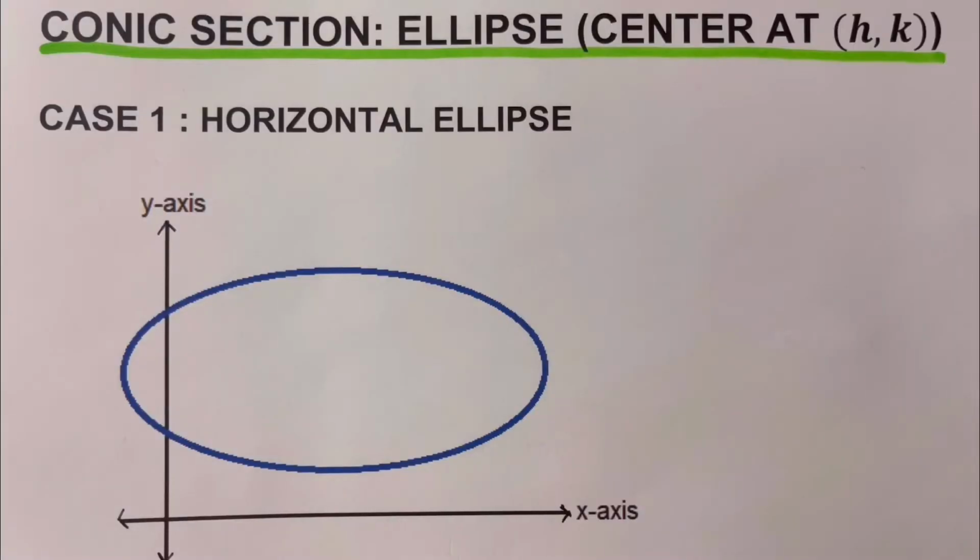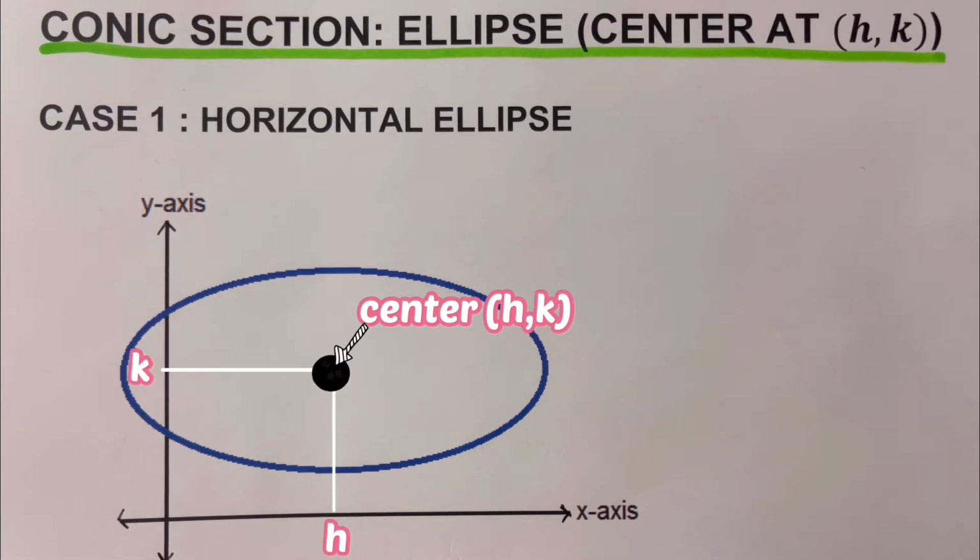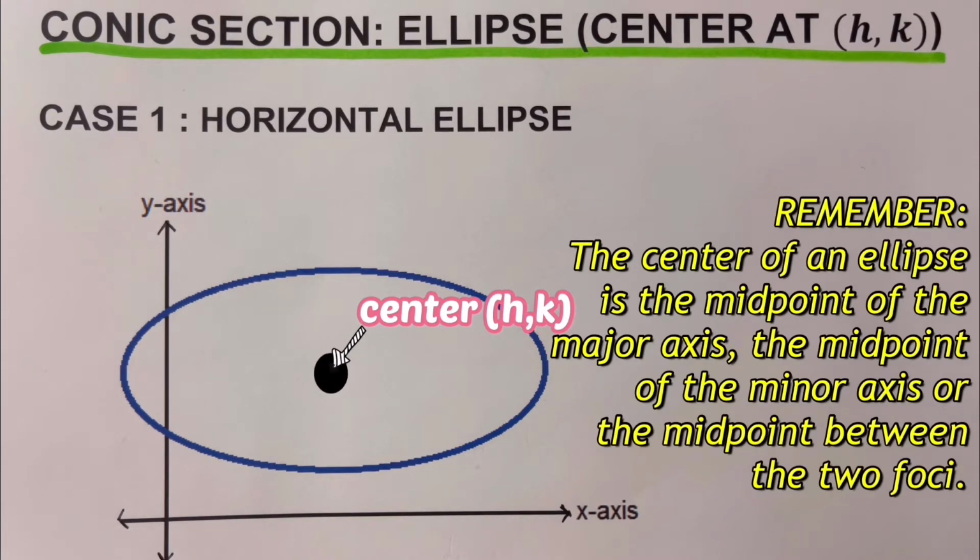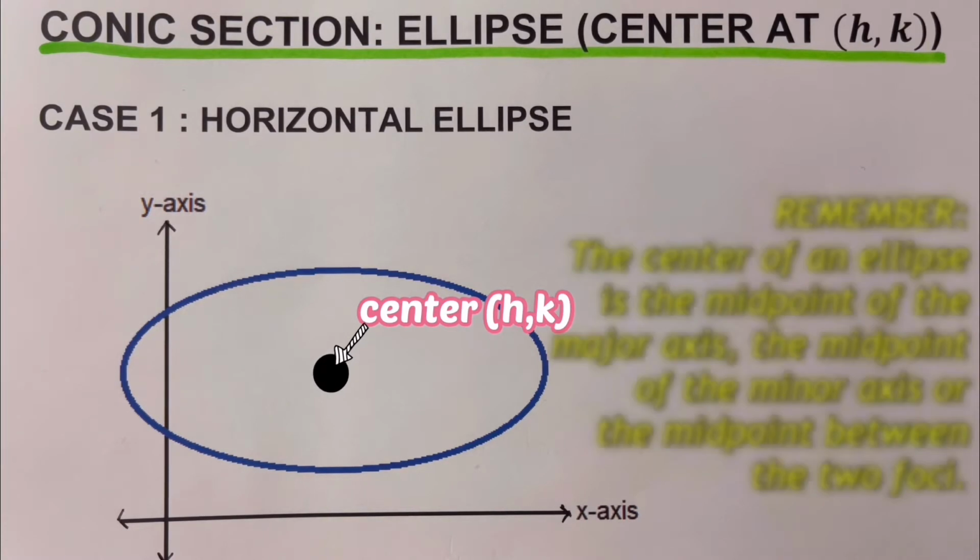Please remember that these are the parts of every ellipse. The first part is the center. For this case right here, this is not at the point of origin. Our center is at (h, k). This coordinate (h, k) is the reading along the x-axis that is represented as the h, and the reading on the y-axis is represented as the k. Please remember that the center is the midpoint of the major axis. It's also the midpoint of the minor axis, and it's also the midpoint of the foci, the two foci.